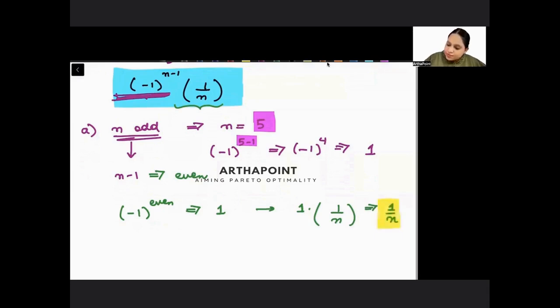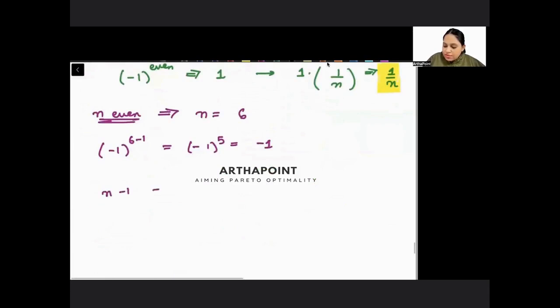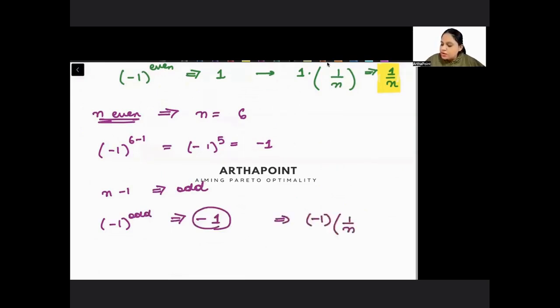Okay. Second beta, whenever n is even, suppose हमने n को ले लिया 6, right? तो -1 to the power 6 minus 1, -1 to the power 5, which means -1. So whenever n is even, n minus 1 will be odd. So minus 1 to the power anything that is odd will give you minus 1, right? So you will get the final sequence as minus 1 into 1 by n, which means minus 1 by n.